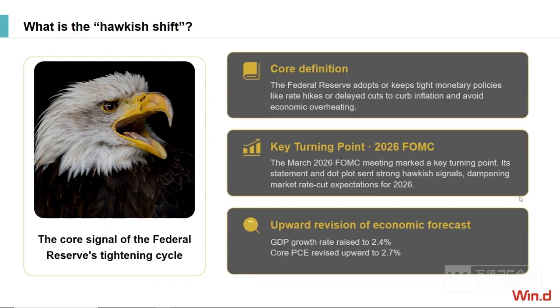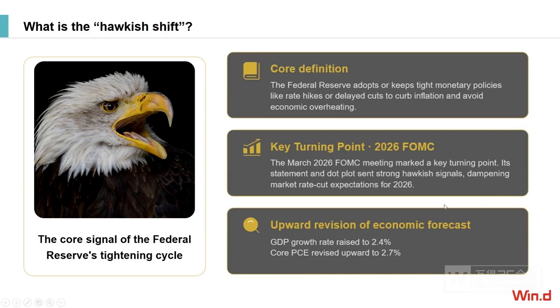The March FOMC meeting released clear and strong hawkish signals, significantly dampening market expectations for interest rate cuts within the year. Simultaneously, we observed that the Fed revised upward 2 core data points: GDP growth to 2.4% and core PCE to 2.7%. This is the underlying logic of the hawkish stance: a strong economy and sticky inflation.